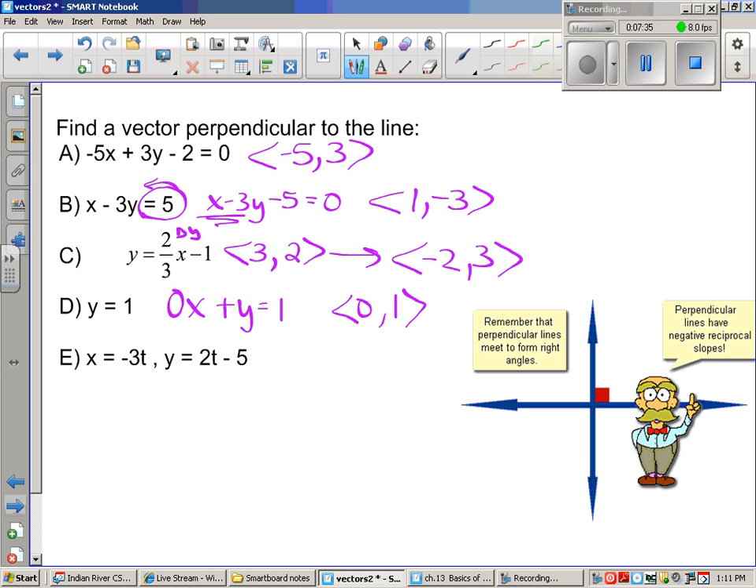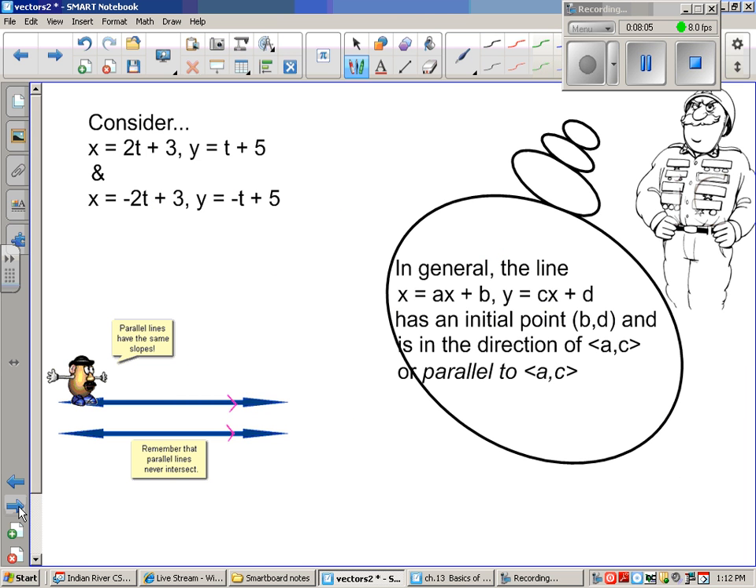All right, the next one. We have E, which says x equals negative 3t. This isn't in our Cartesian form, but we can see the vector really easily. And so if I want that perpendicular vector, again, switch and negate. And that's what you have to do. Does that make sense? Great. That's all I have today. Oh, no, I guess not. So let's consider these two.